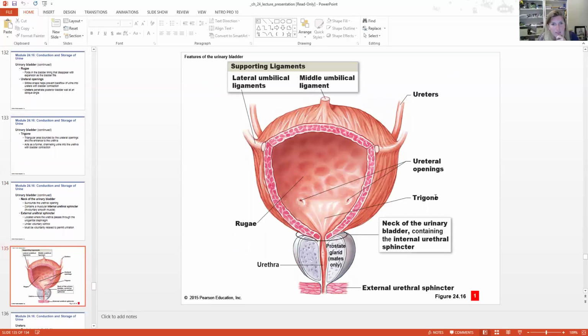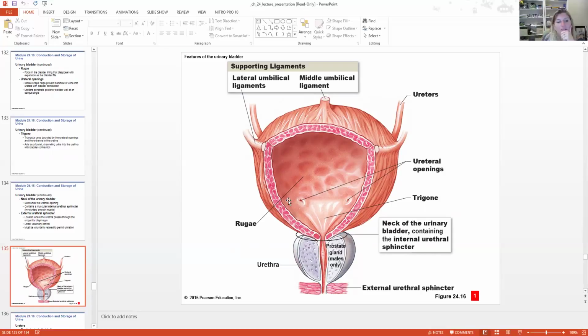This is on the male because there's a prostate here. So you see the ureters coming in towards the back. They kind of enter on the posterior side, which most people would think they would go at the top, right? But nope, they come all the way down towards the bottom.